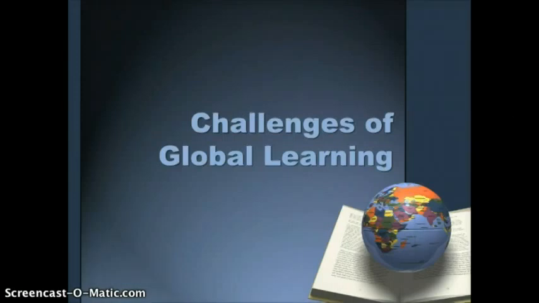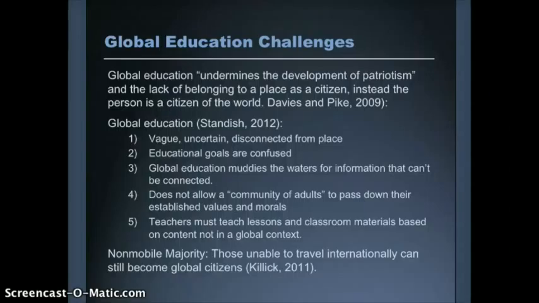The challenges of global learning. While it might sound great to just be able to integrate global learning into any educational environment, there are many challenges that do confront it and have held it back in some cases. There are a number of global education challenges. Global education undermines the development of patriotism and the lack of belonging to a place as a citizen. Instead, the person is a citizen of the world. To some, this can feel like a somewhat aggressive approach. However, in reality, thinking of global education and globalized citizenship, it does in a sense require a little bit of moving away from a nationalized perspective.